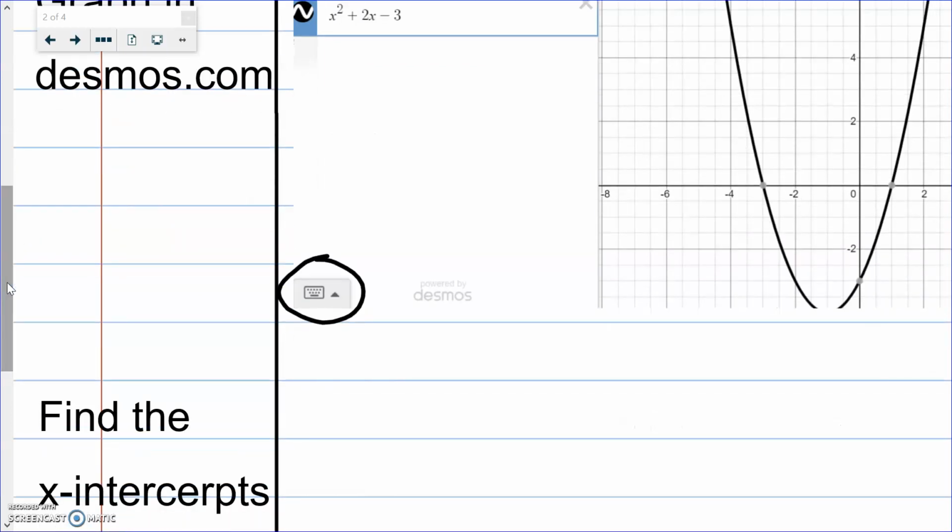Our x-intercepts is where the graph crosses the x-axis. And so the way we write that is x equals, and this is negative 3, or x equals 1. You need to pay attention how the graph is numbered.